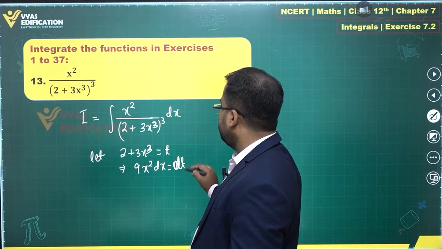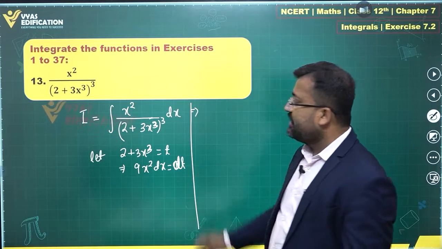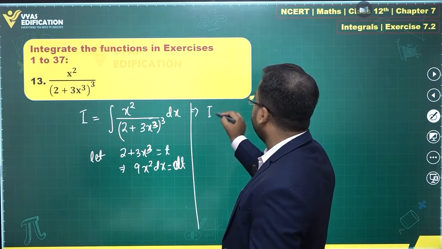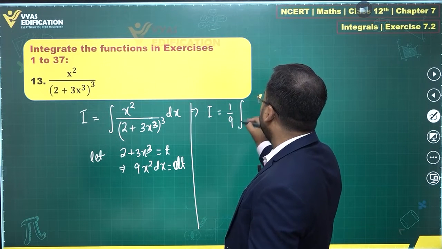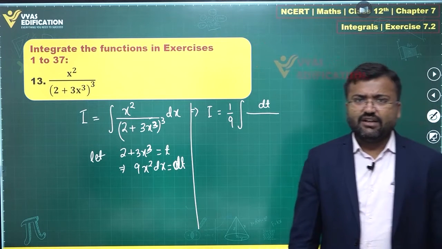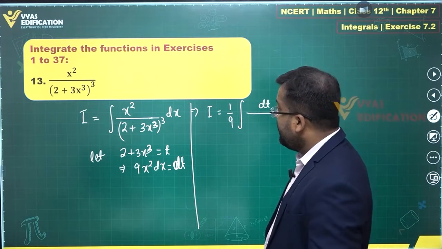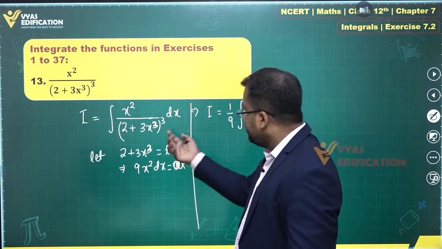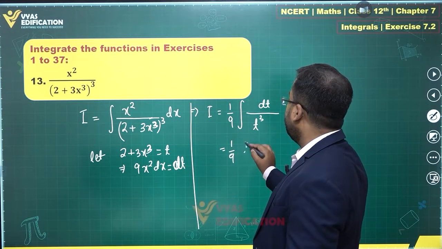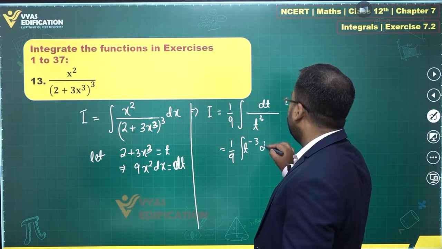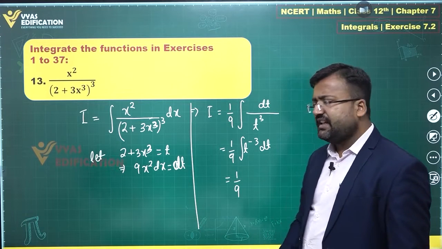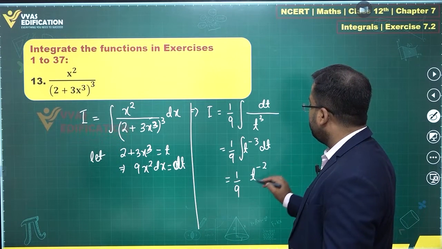And once I observe this, therefore this I becomes equal to what? x square dx is dt upon 9, 1 upon 9 dt is what I get. The 1 upon 9 will come outside the integral without affecting the integral, right? And this here is 2 plus 3x power 3, which is t. In the denominator you have t power 3. So 1 by 9 t power minus 3 dt is what I have. 1 by 9 is okay. What's the integral of t power minus 3? This is t power minus 2 upon minus 2.